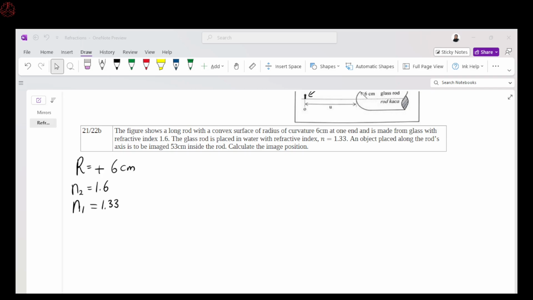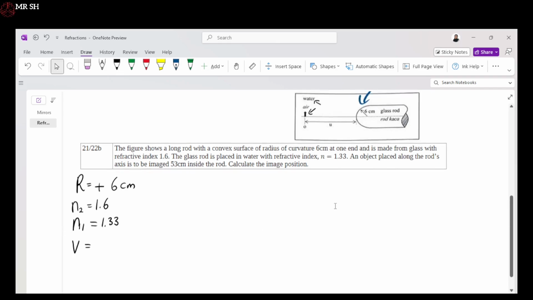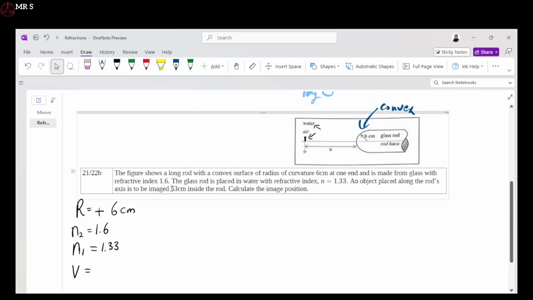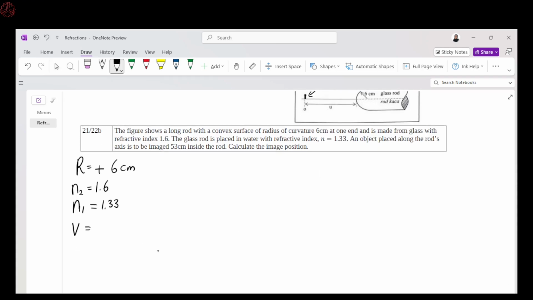So an object is placed along the rod's axis to be imaged 53 centimeters inside the rod. Okay, so my v is positive if it is on the opposite side of the object. Because it is 53 centimeters inside the rod and the object is not in the rod, I can say that my v is going to be positive 53 centimeters.